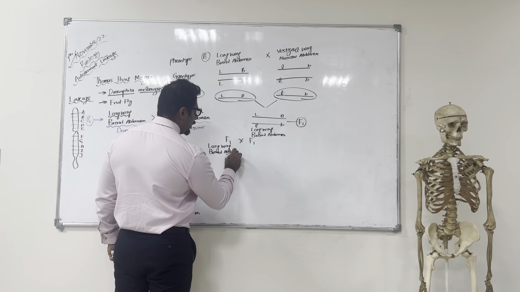Now what am I going to do? I am going to write the genotype. The genotype for both of them will be what? Capital L, capital B, small l, small b. Capital L, capital B, small l, small b. Right? Now we'll make gametes.